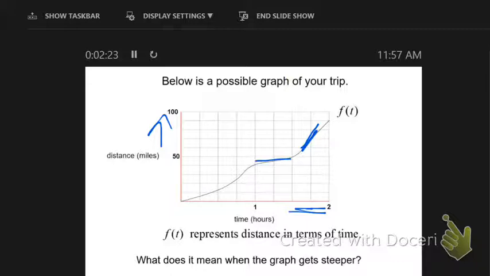Almost flattened out right here, but not quite flattened out. What would that represent? If it were flat, then you are taking up more time with less distance. If you're covering more time in less distance, if time goes on but your distance doesn't, you would be stopped. Since that's not completely flat, you're going really slow. You're in traffic.